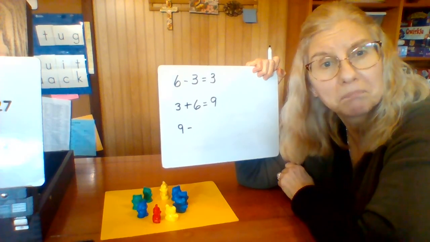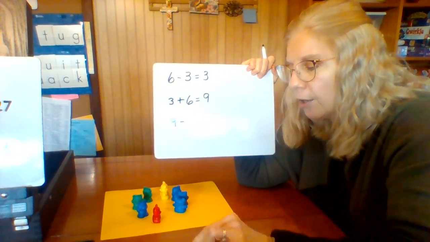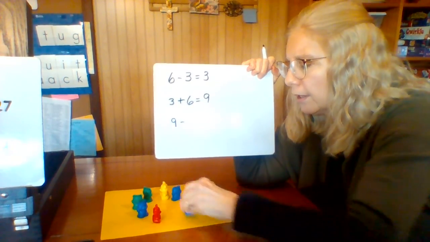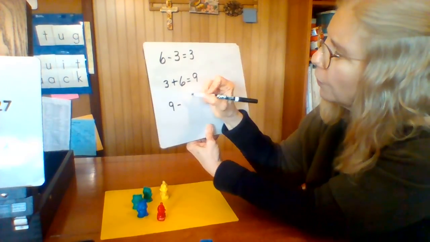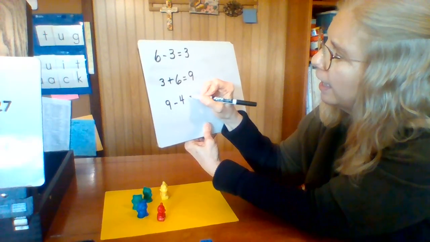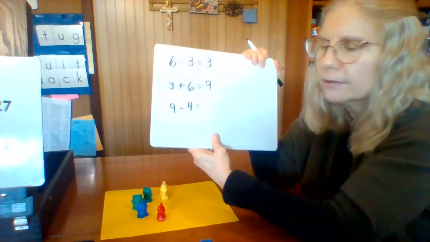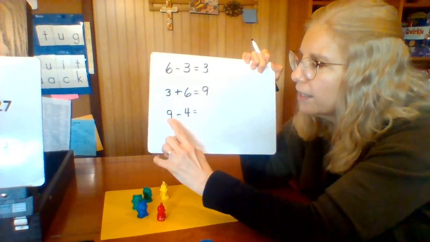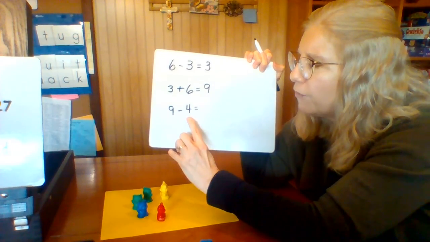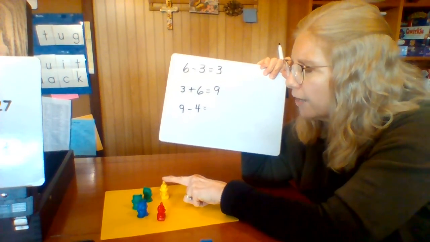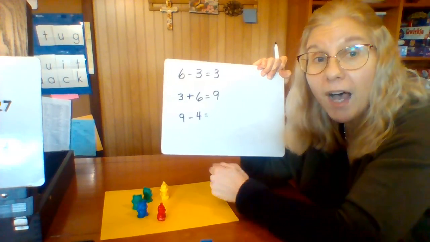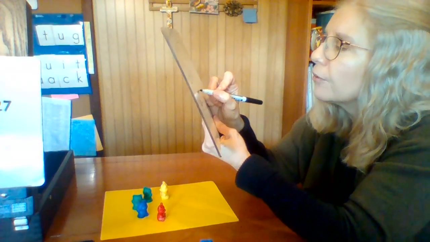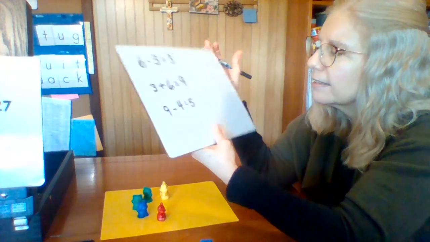How about 4? Let's do 4. Ready? 1, 2, 3, 4. So now we took 4 off. 4 had to get off. And now we want to find out what the answer is. We have 9 minus 4 equals, let's count what's left. 1, 2, 3, 4, 5. 5 are left. How cool is that?